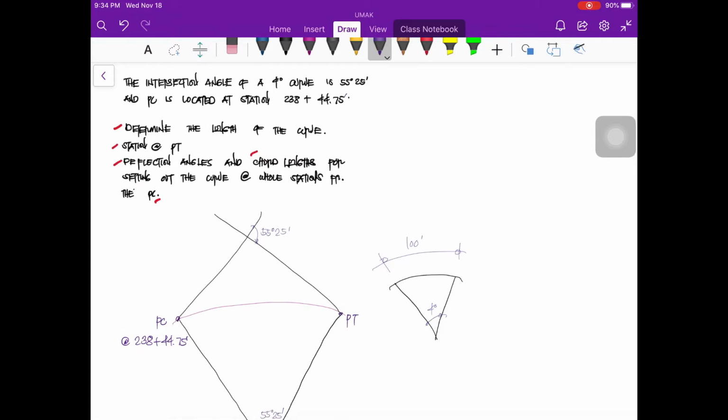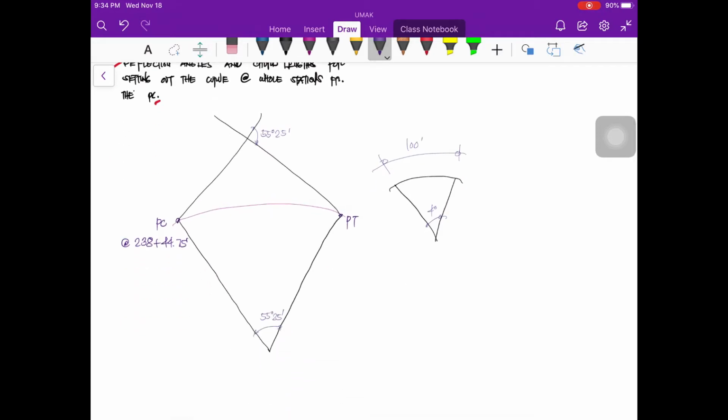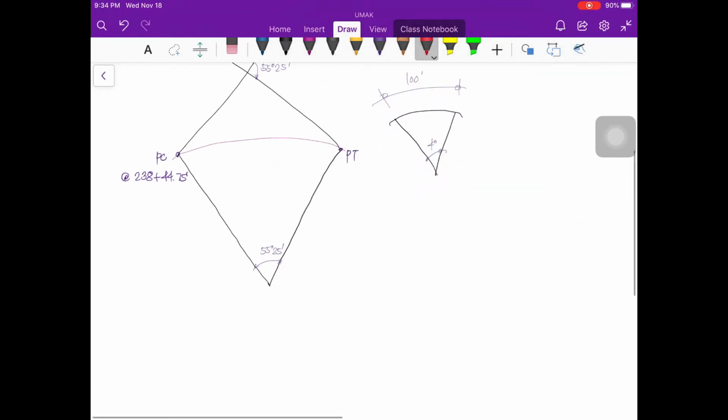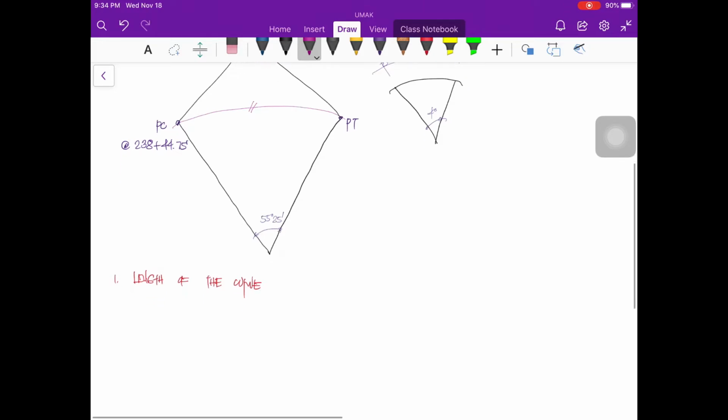So the question is determine the length of the curve and the station at PT. The first question, number 1, is the length of the curve. Question number 1 is asking this one. So what's the length of the curve? How long is the arc? What's the length of the arc? It's very simple to determine.